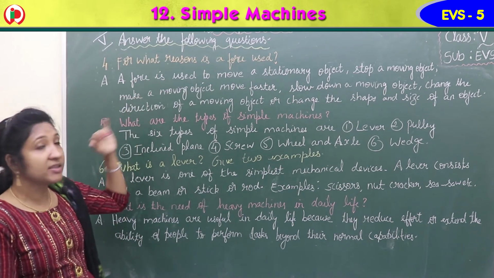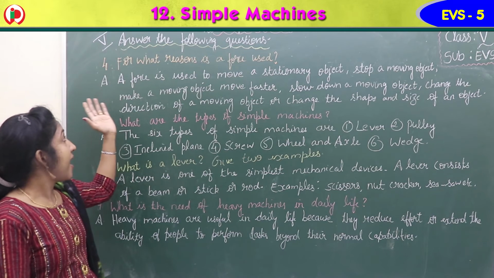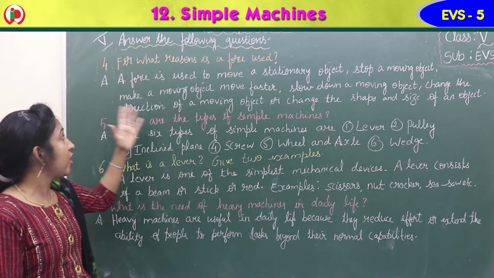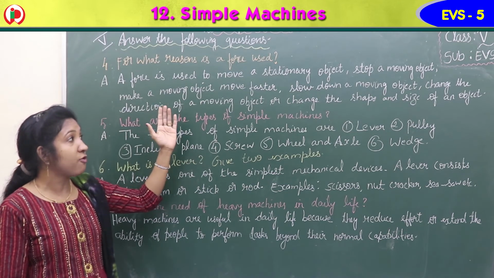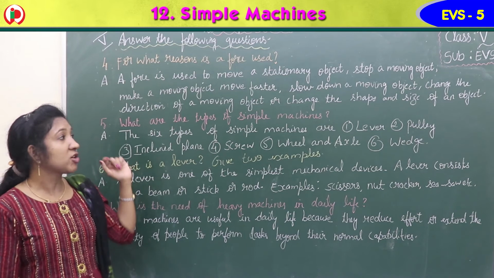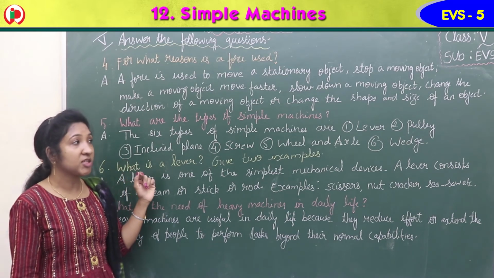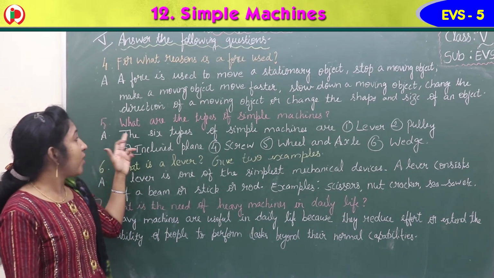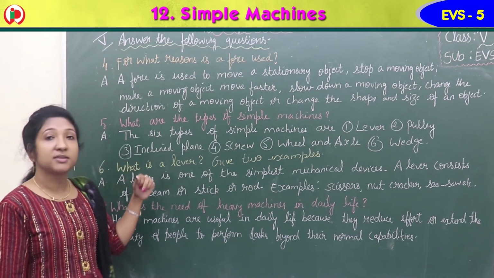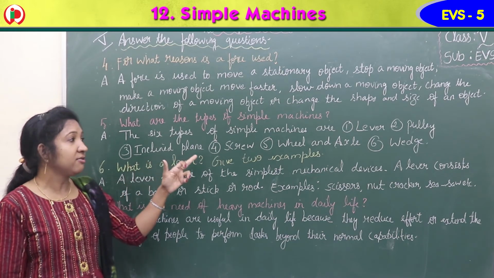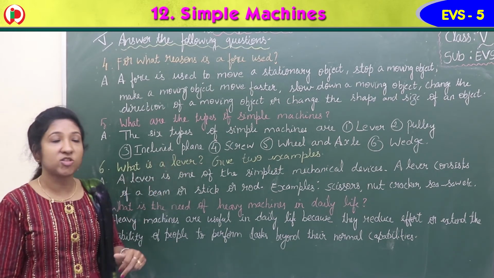So for what reason is a force used? Answer: a force is used to move a stationary object, stop a moving object, make a moving object move faster, slow down a moving object, change the direction of a moving object, or change the shape and size of an object. Fifth one, what are the types of simple machines? The 6 types of simple machines are lever, pulley, inclined plane, screw, wheel and axle, wedge.